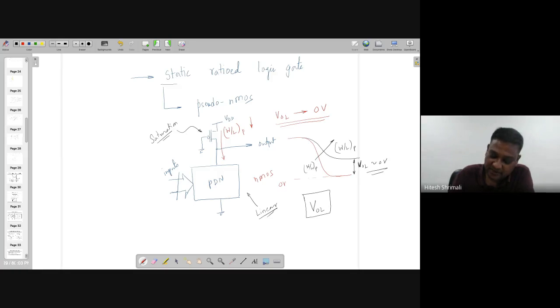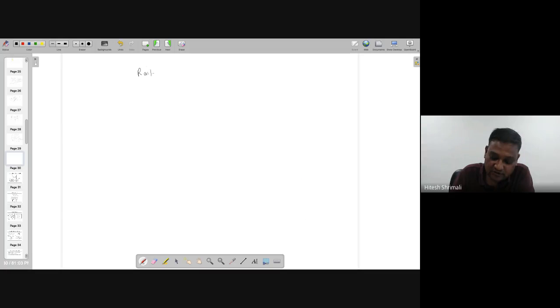So this has a problem that we are not getting the output rail to rail. However, we are interested in rail to rail output, which is digital logic 1 to digital logic 0. This is what we want, and this is the ideal situation, but this is not happening in the pseudo NMOS technique. This is not working, right?